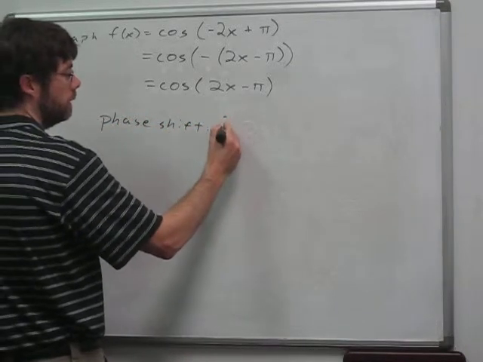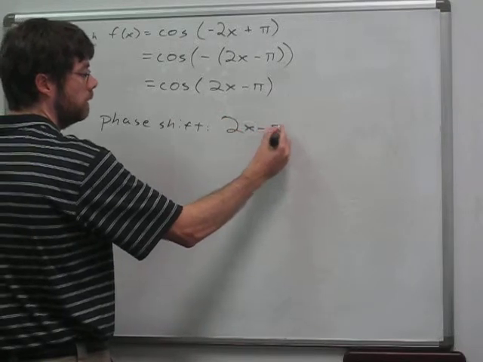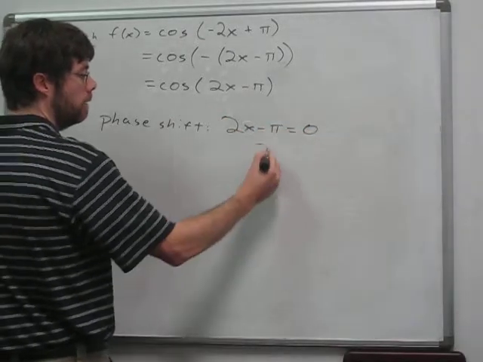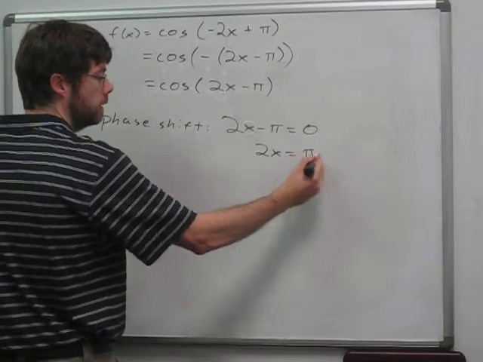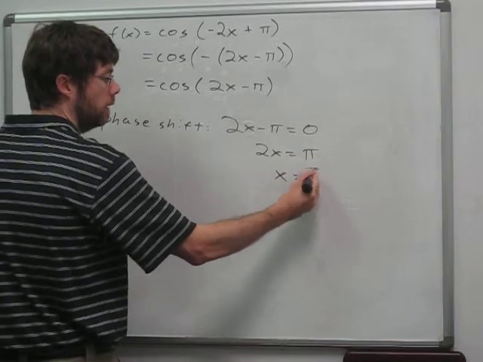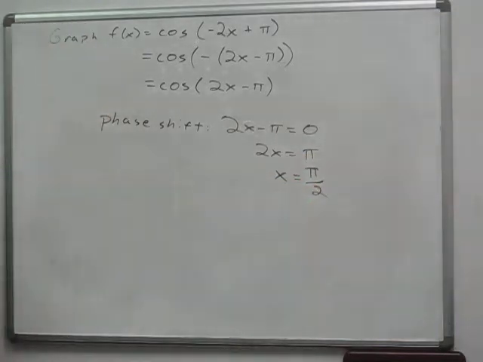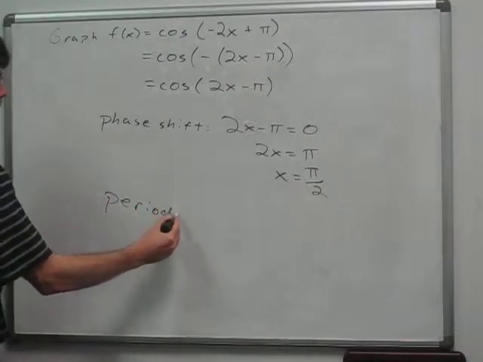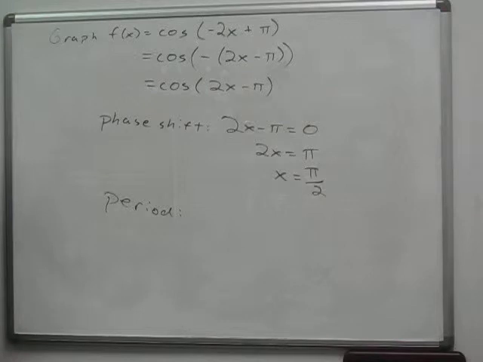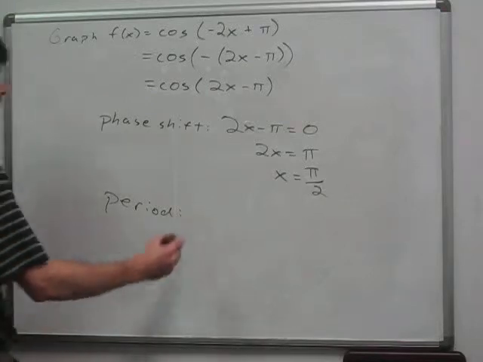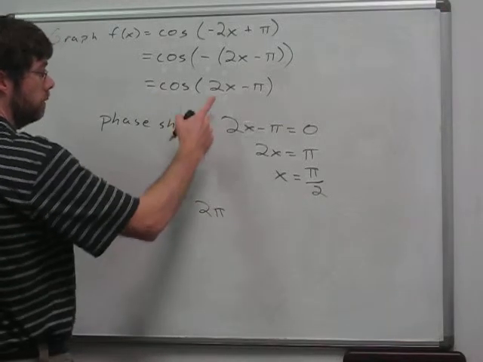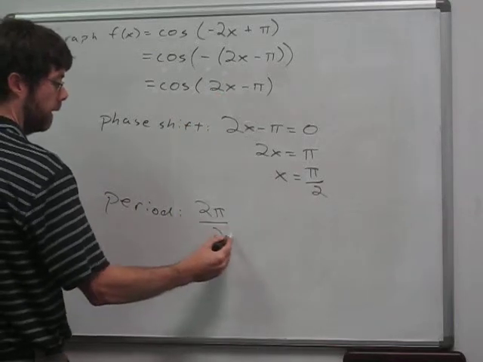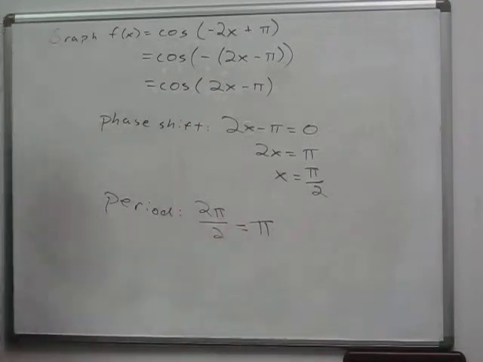The phase shift, set our argument equal to 0, so 2x is equal to pi, x is pi over 2. And the period, well, the period for cosine of just plain x is 2 pi, so we'll take 2 pi and divide by the coefficient on x to get a period of pi.